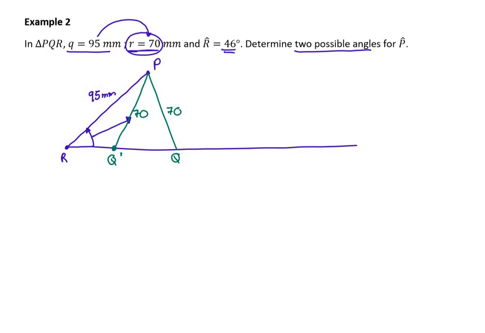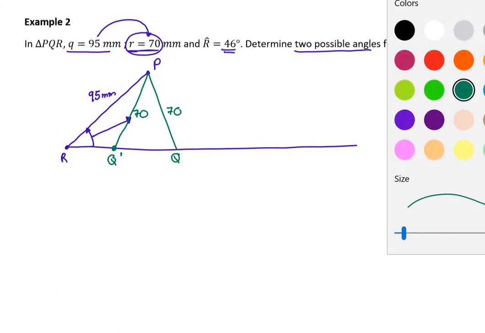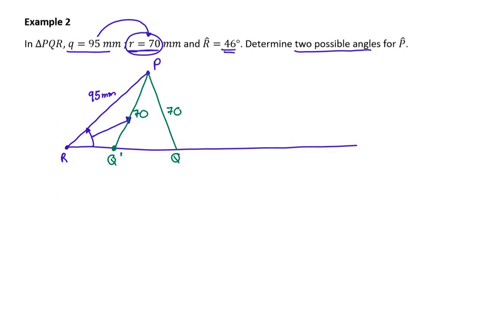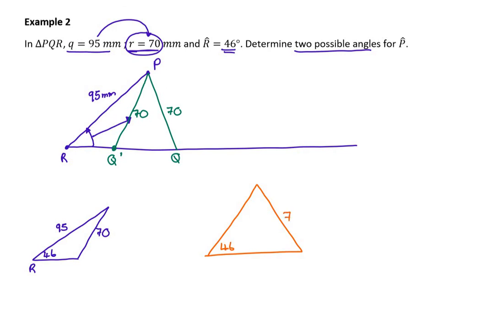Sometimes it's helpful to draw them separately, so I'm actually going to do that. Either it's going to be an obtuse angle triangle like that, and what I know is that this is 46, this is 95, and this is 70. Or my other option could be an acute angle triangle with exactly the same stats. This is 46, this is 70, and this is 95. Now this is R, Q, and P.